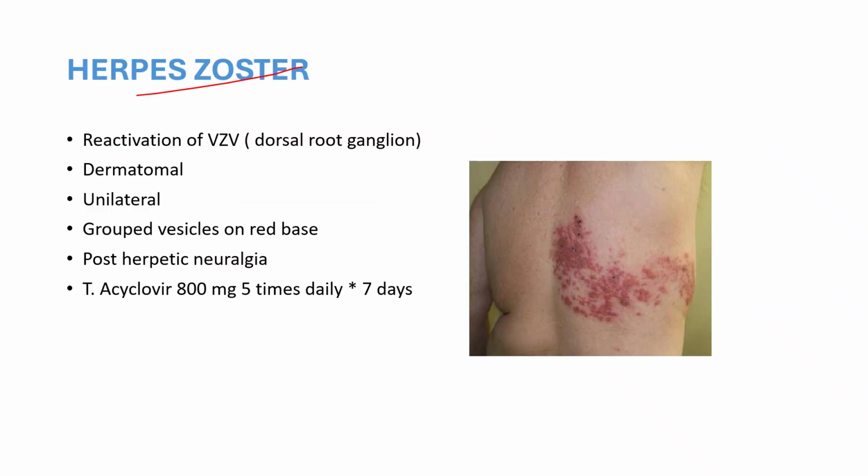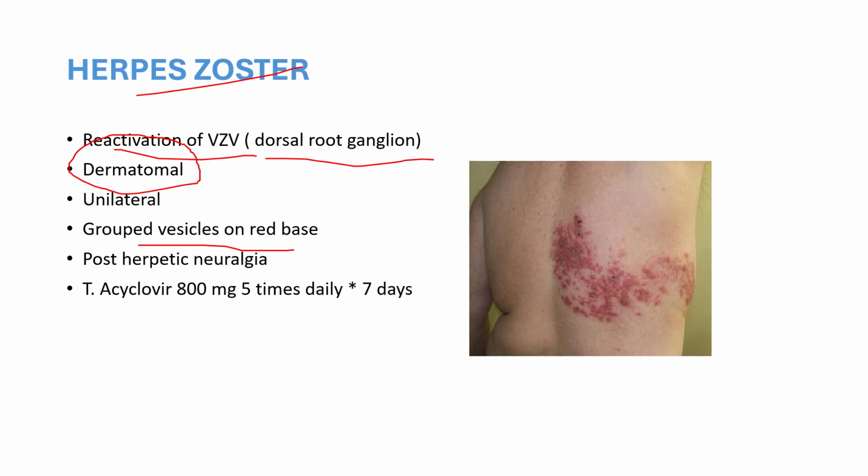Then there is herpes zoster. Herpes zoster is actually the reactivation of varicella zoster virus, because varicella zoster virus has a predilection and a predisposition to infect and stay dormant in the dorsal root ganglion. So sometimes, when the patient becomes immunosuppressed, it can reactivate, and it leads to highly painful, crusted lesions which are grouped vesicles on a red base, and it's dermatomal in distribution.